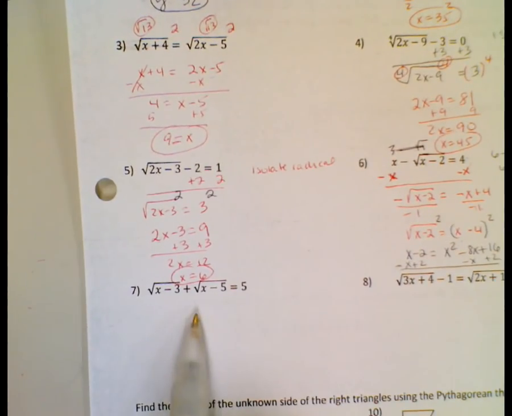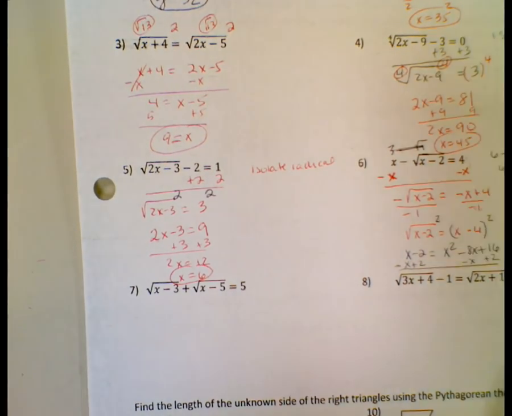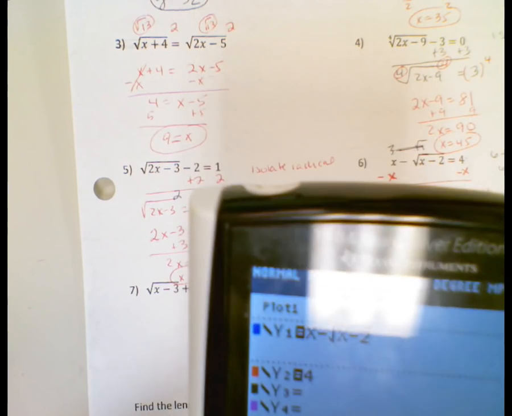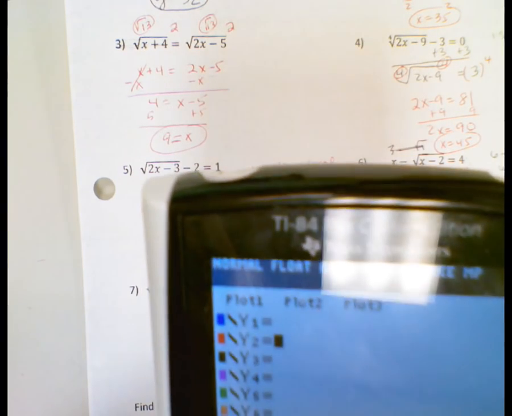This one, I think that we should just do it on the calculator. I'm not going to lie, I don't want to do this work. So let's just do the hard ones on the calculator.